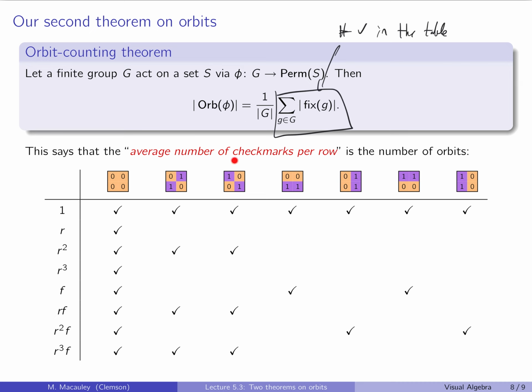So in this example, we count the check marks row by row, and we have 24 check marks for 8 rows. That's an average number equal to 3. And we saw that there are 3 orbits in our running example of binary squares. Now this is called the orbit counting theorem, but I will say that some books call this Burnside's lemma, which is a terrible name for multiple reasons.